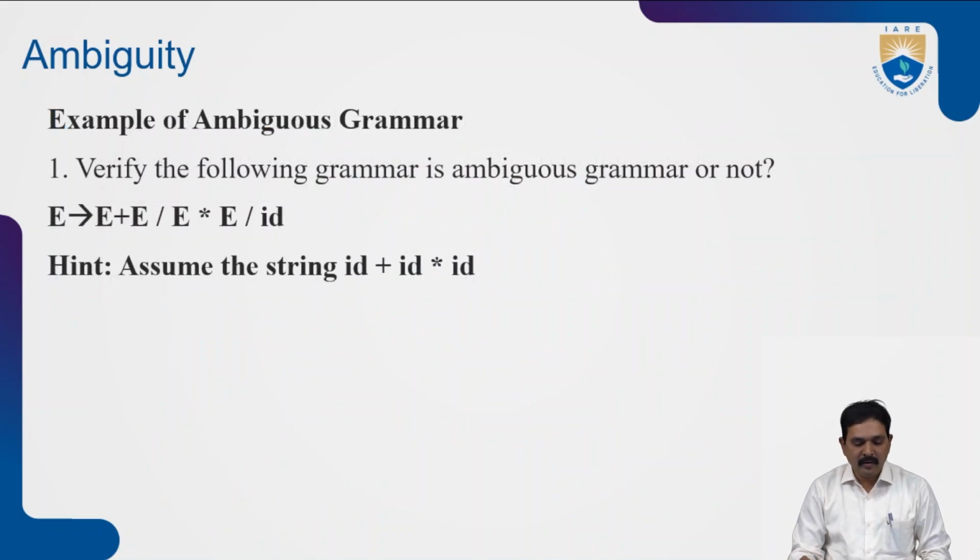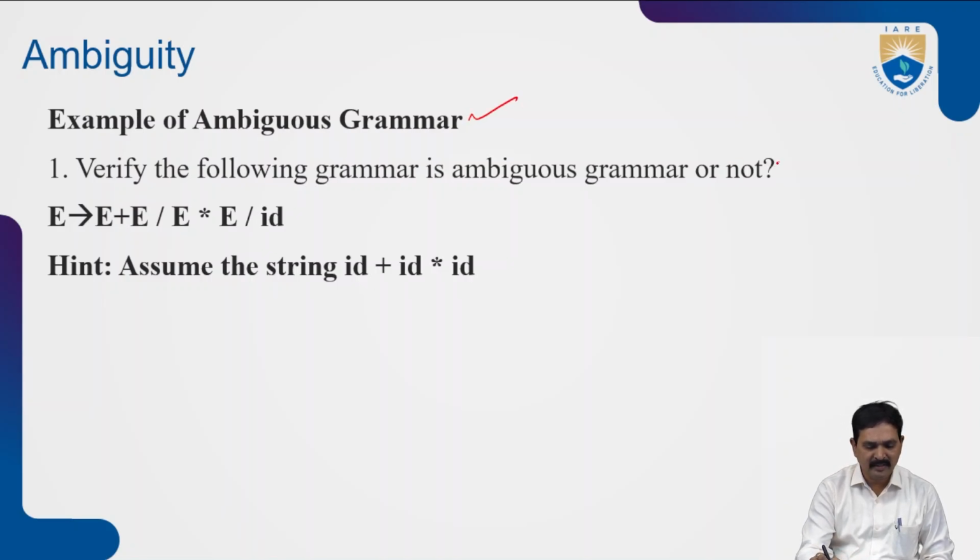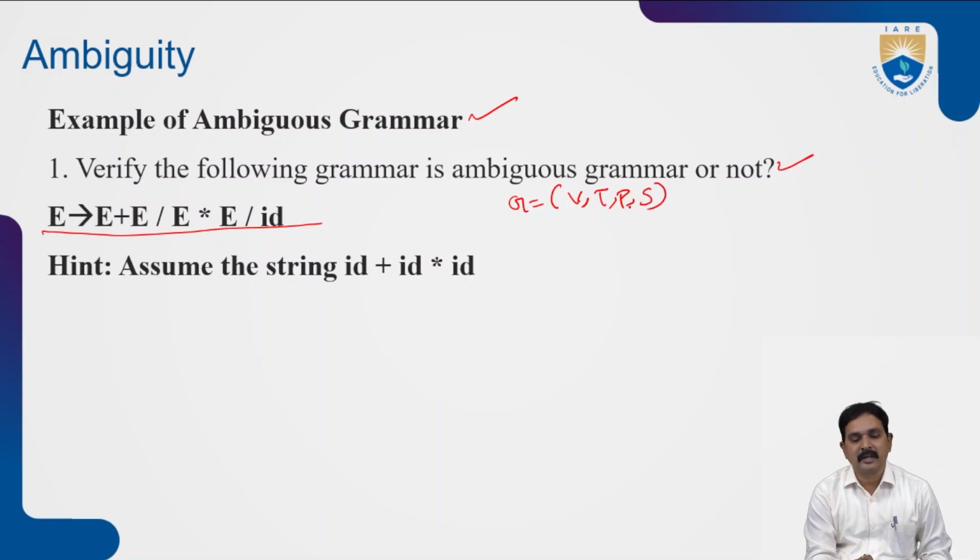So here we are going to verify an example of an ambiguous grammar. This is one example of an ambiguous grammar. Here I am taking a set of productions. First, the grammar: I think we have the idea that it is a 4-tuple, V, T, P, S. The 4 tuples are variables, terminals, productions and start symbol.